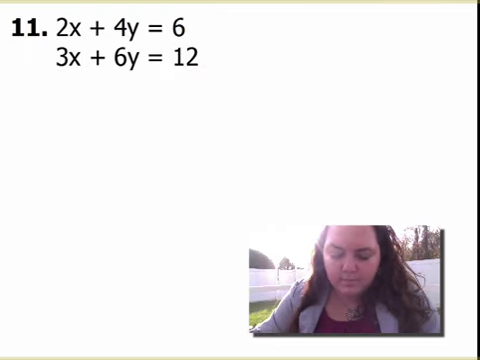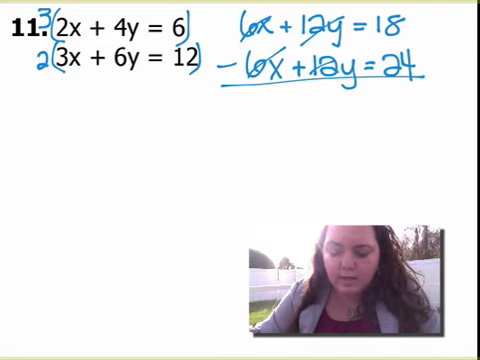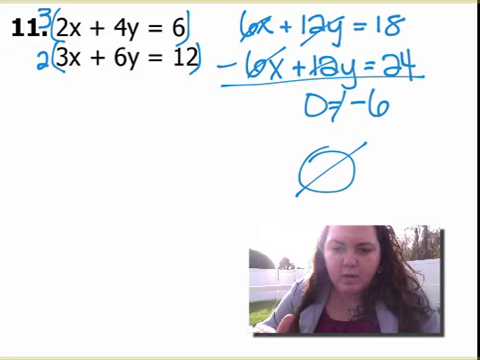Number 11. I'm going to multiply the first equation by 3, multiply the second equation by 2. I get 6x plus 12y equals 18, and 6x plus 12y equals 24. Well, I'm trying to get rid of the 6x, so I subtract. 6x minus 6x cancels. 12y minus 12y cancels, so I get 0 equals 18 minus 24 gives me -6. That is not true, so I have no solution.